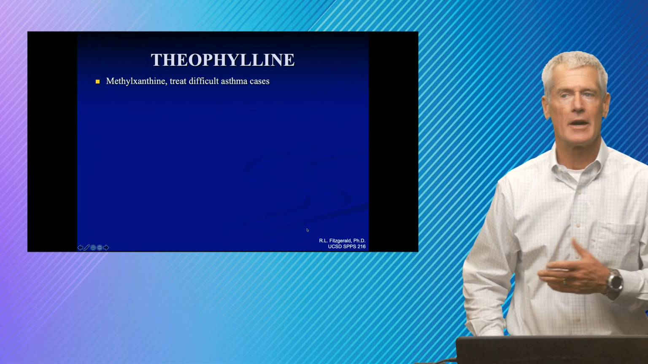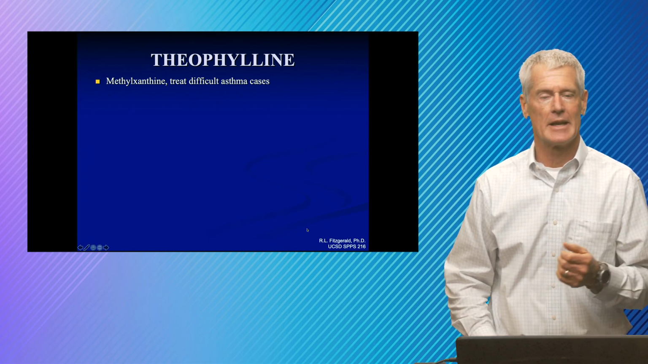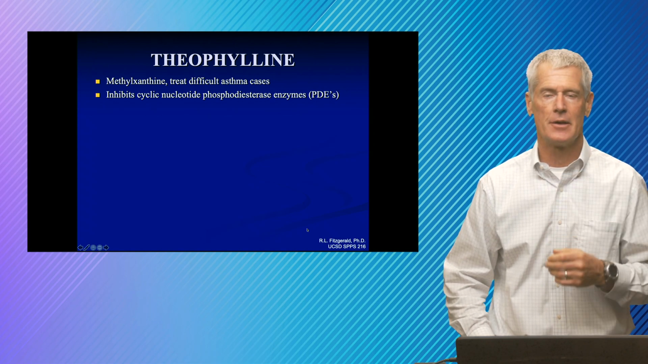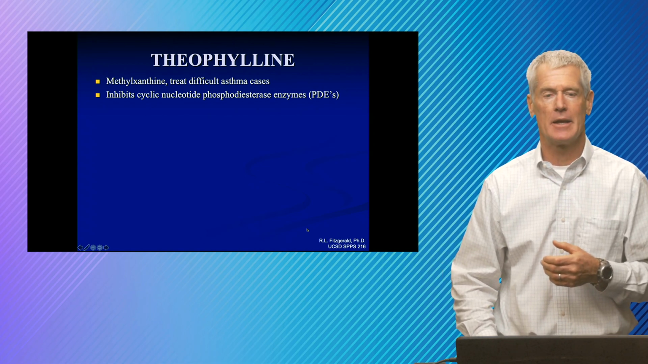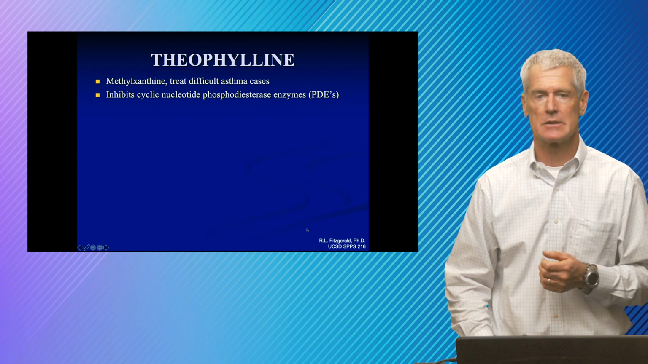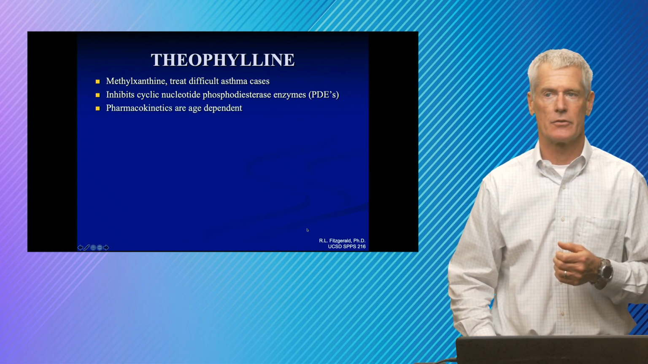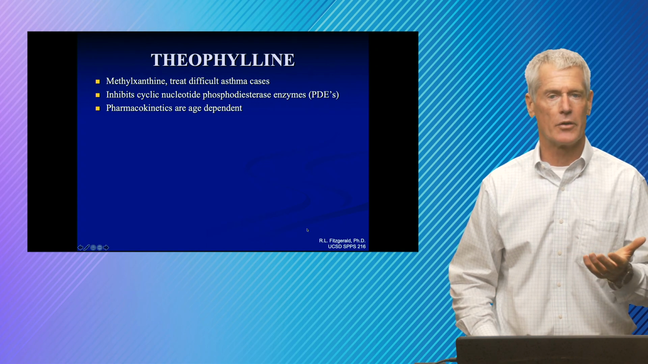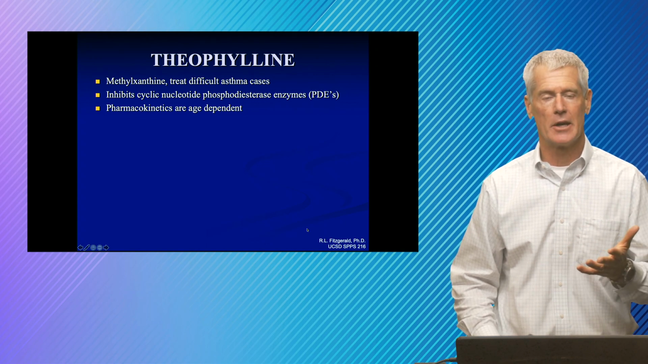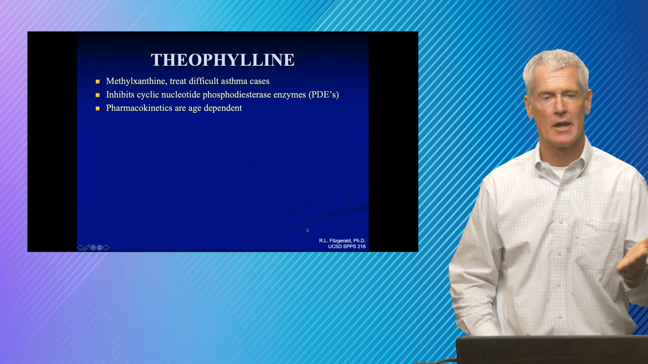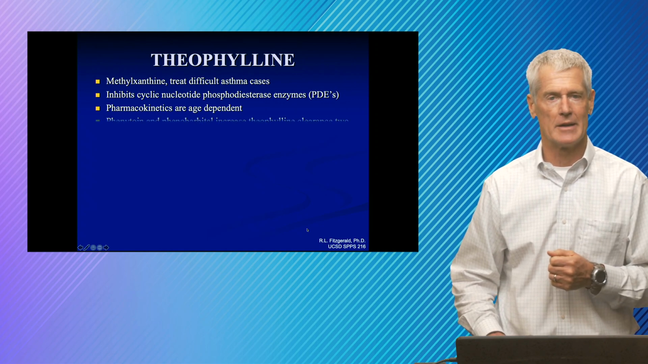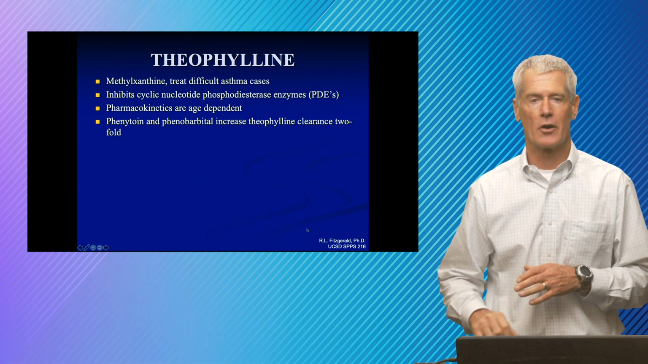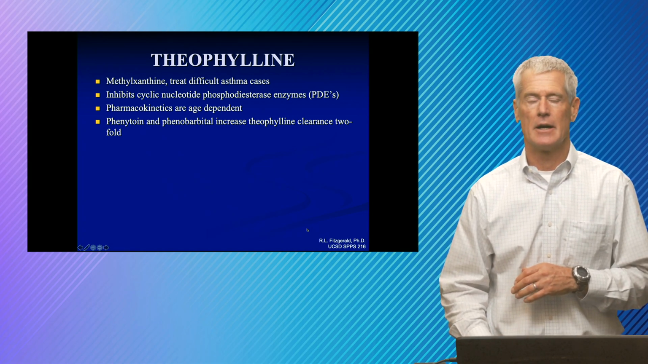So Theophylline is one of the methylxanthines. It's related to caffeine. It's used to help treat difficult cases of asthma. It works by inhibiting phosphodiesterase, so second messengers. Its pharmacokinetics are age dependent, so if someone's been on Theophylline for a long time, their pharmacokinetics could change, and therapeutic drug monitoring might be helpful to maintain them in that 10 to 20 range, which is typically thought about as being the therapeutic range for Theophylline.